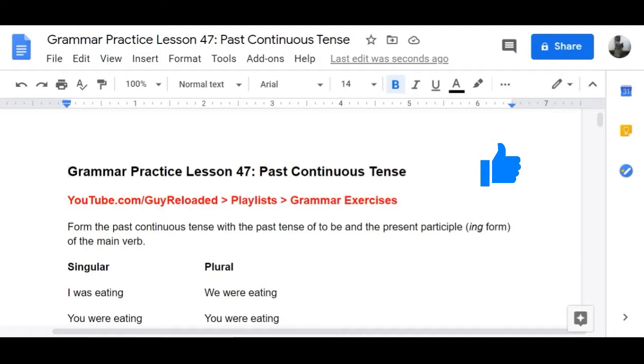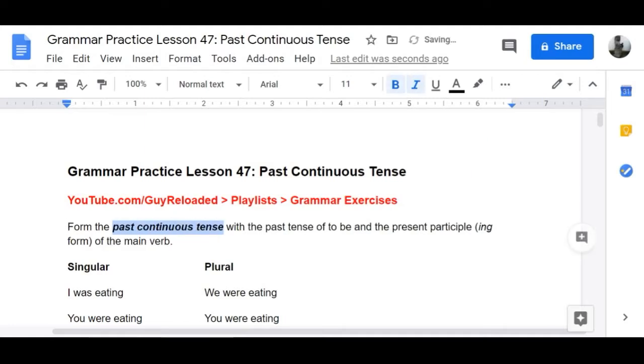Today we have grammar practice lesson number 47, past continuous tense. First, some explanation as usual. Form the past continuous tense with the past tense of to be and the present participle, which is the ing form of the main verb.